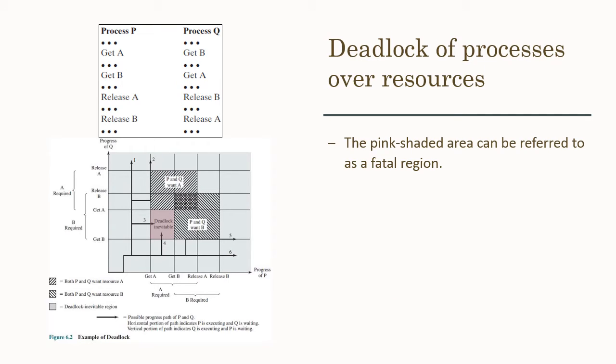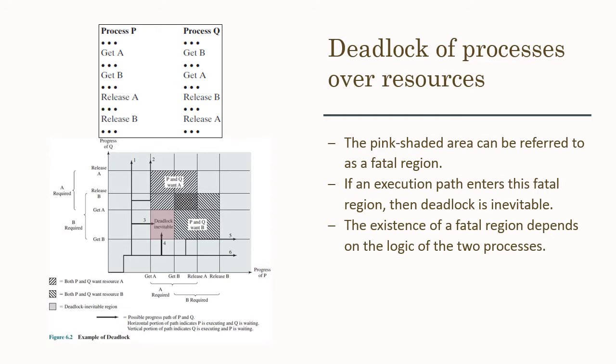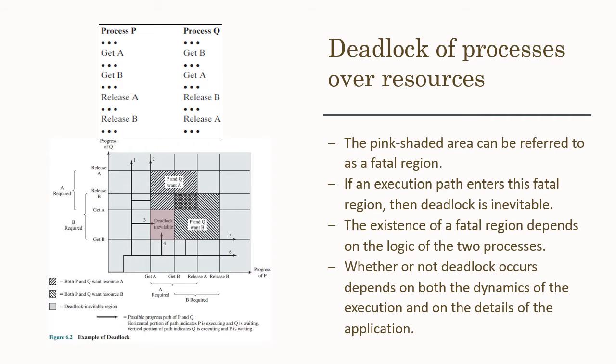The pink shaded area can be referred to as a fatal region. If an execution path enters this fatal region, then deadlock is inevitable. The existence of a fatal region depends on the logic of the two processes. Whether or not deadlock occurs depends on both the dynamics of the execution and on the details of the application.